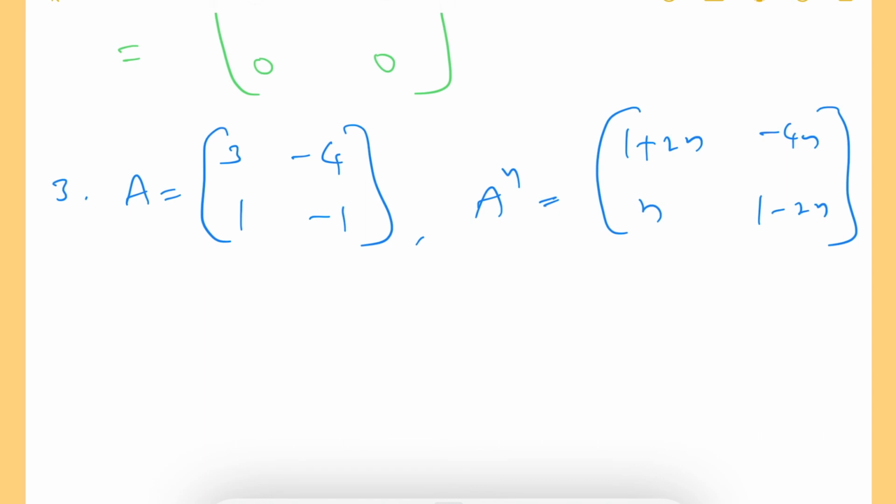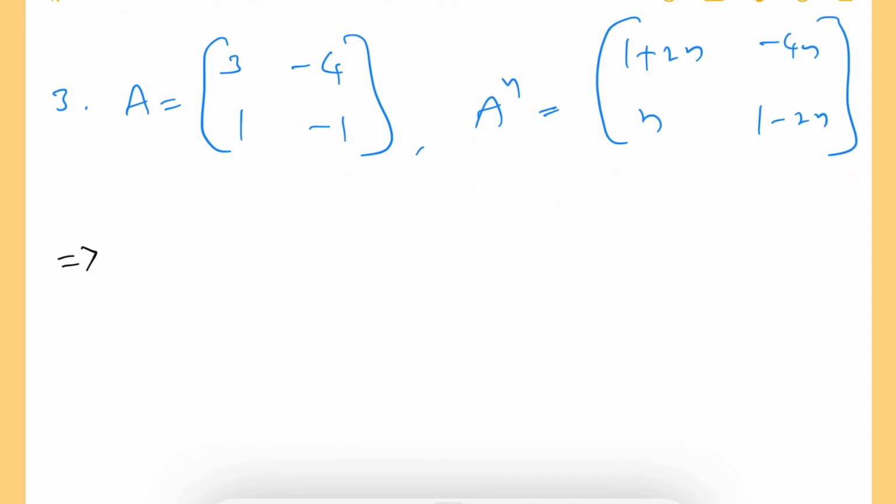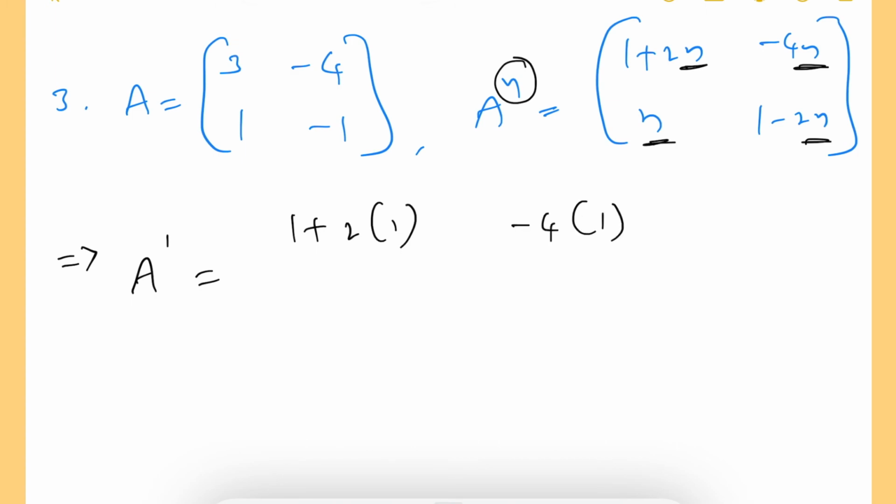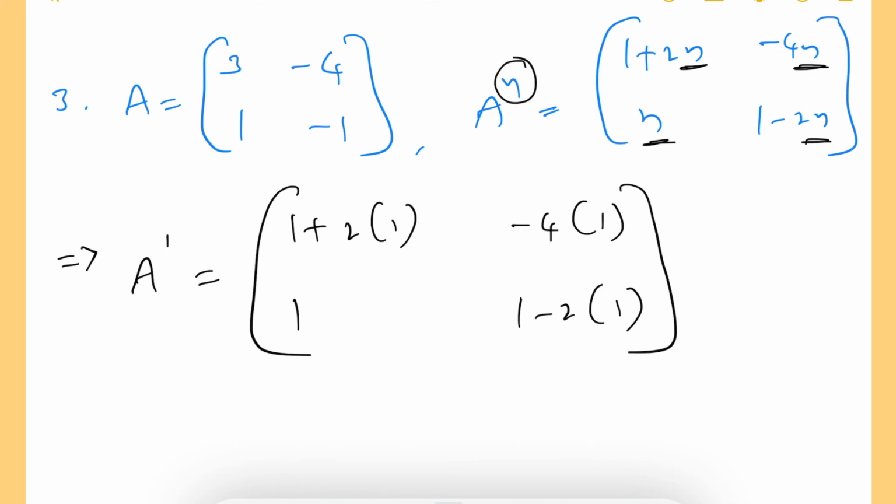So the first step is substituting 1 in the place of n. Wherever n is there, we put 1. So A power 1 equals 1 plus 2 into 1, minus 4 into 1, 1, 1 minus 2 into 1. Let us simplify this now, and this answer we need to compare with the given question.